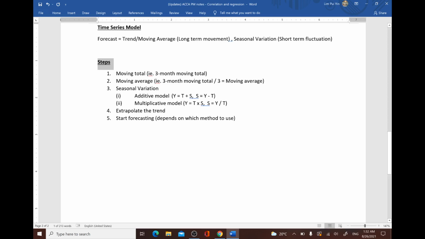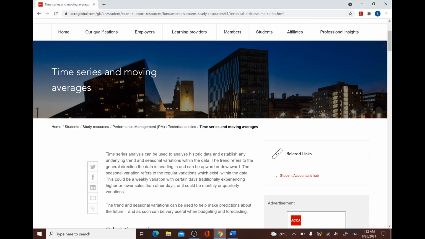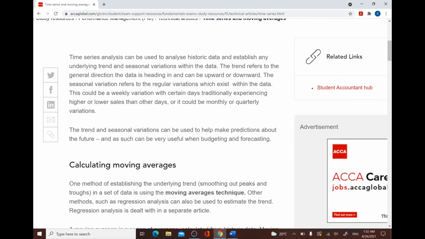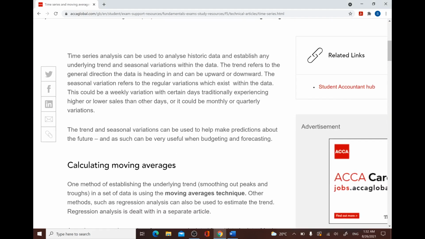And the reason why I have to preview these first is because for now, I'm going to show you these articles issued by the examiner team of PM. And from here, I'm going to code the example for these 5 particular steps. Now, let's start with the very first paragraph here, as it says. The time series analysis can be used to analyze the historic data because you need the past sales figures and establish any underlying trend and seasonal variation that's within the data.